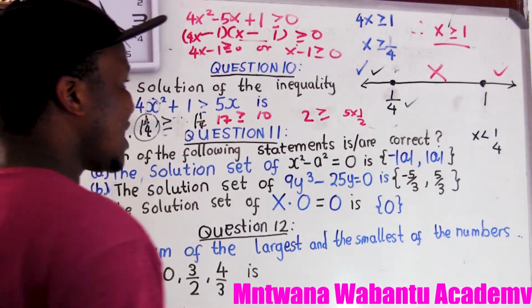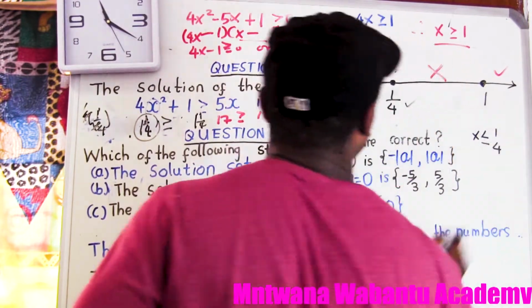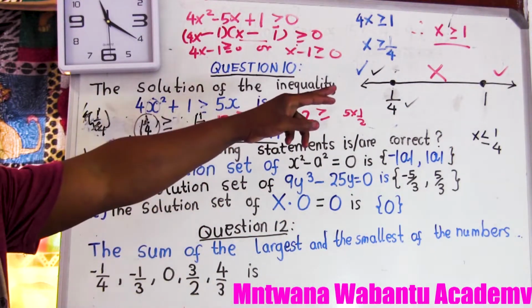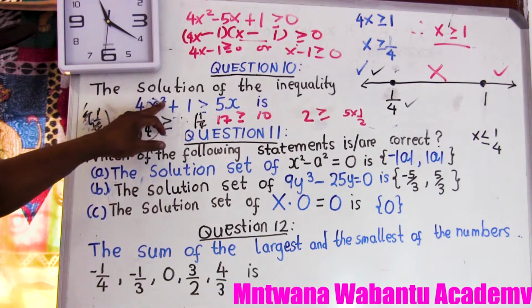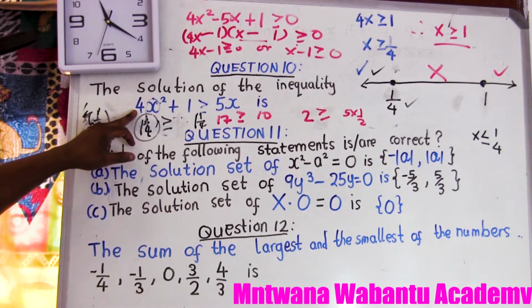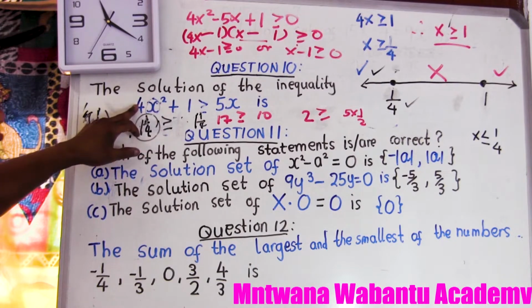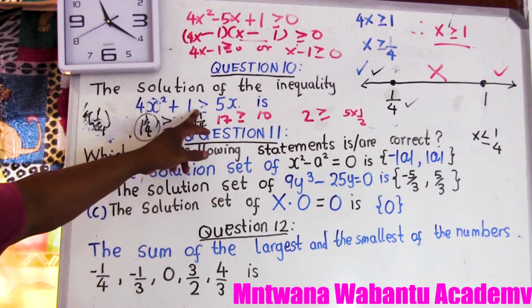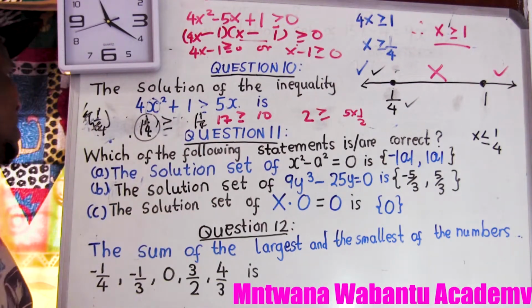Okay, so how are we going to say x is less or equal to 1 over 4? That's the first answer. Now, we want to go and test for 1. If you plug in here, 1 squared equals 1, plus 4 equals 5. 5 times 1 is 5. Yes, 5 is equal or greater than 5.